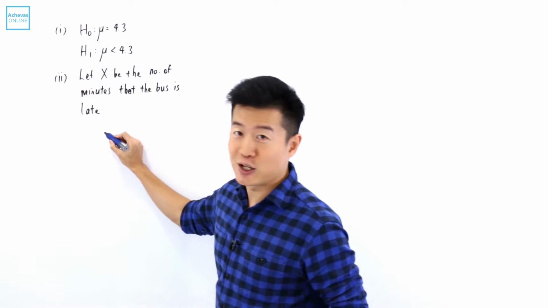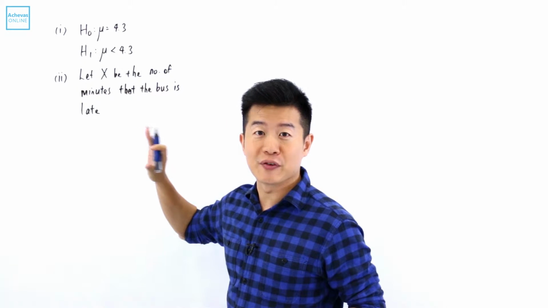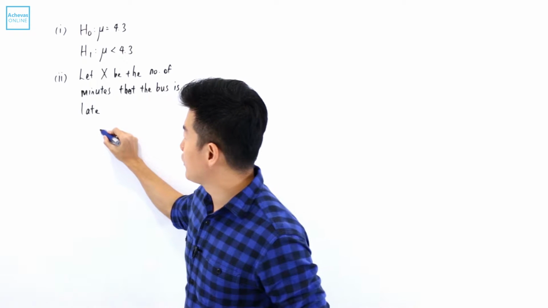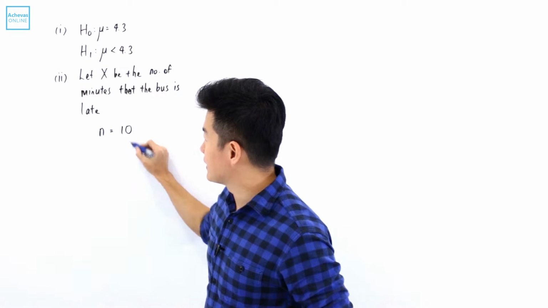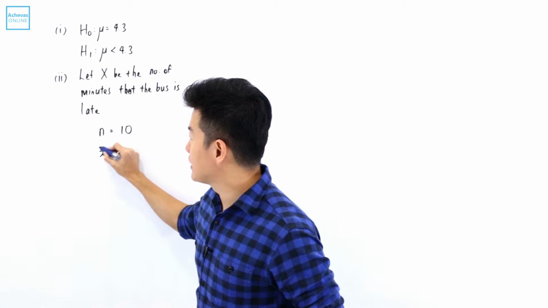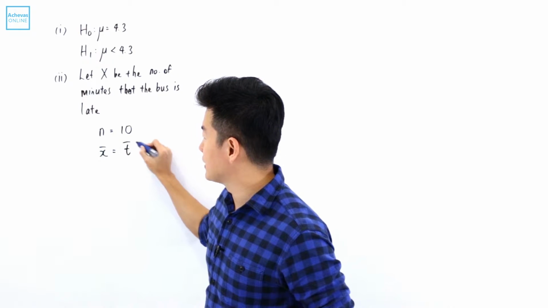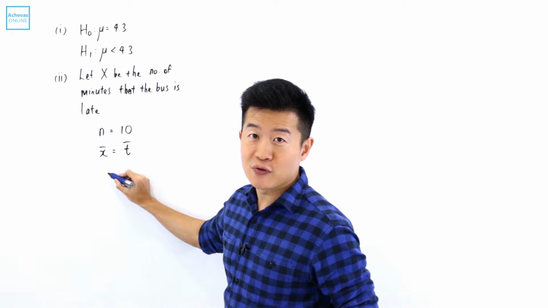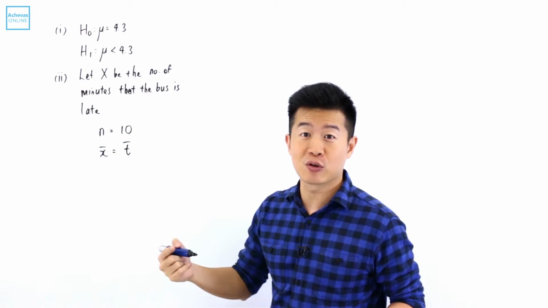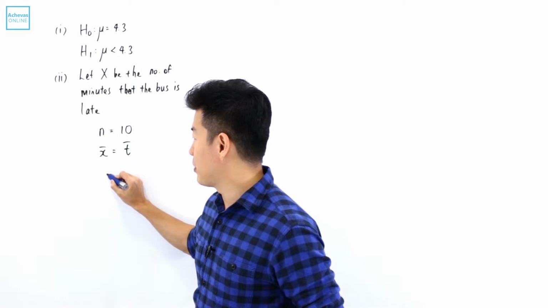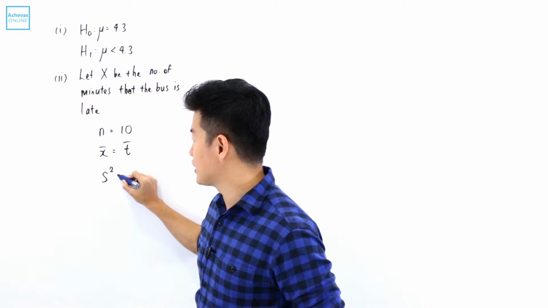I'm going to first list down the three parameters, just like how we have done it in our topic outline. The three parameters are n, where n is given to me as 10, the sample size, then x bar, the sample mean, which I do not know, it is T bar, and the population variance. And since I do not know the population variance, I'm going to calculate the unbiased estimate of the population variance, which is S square.